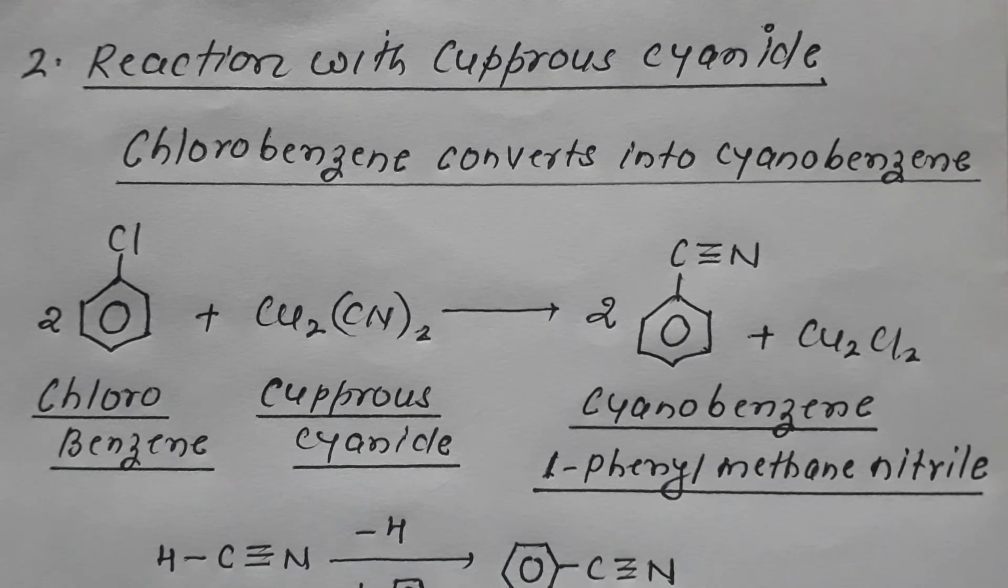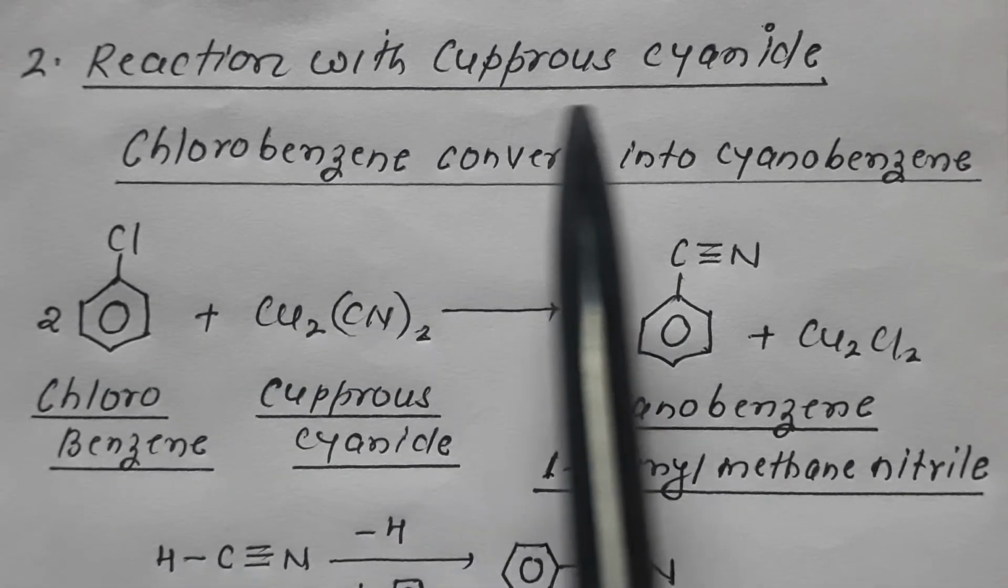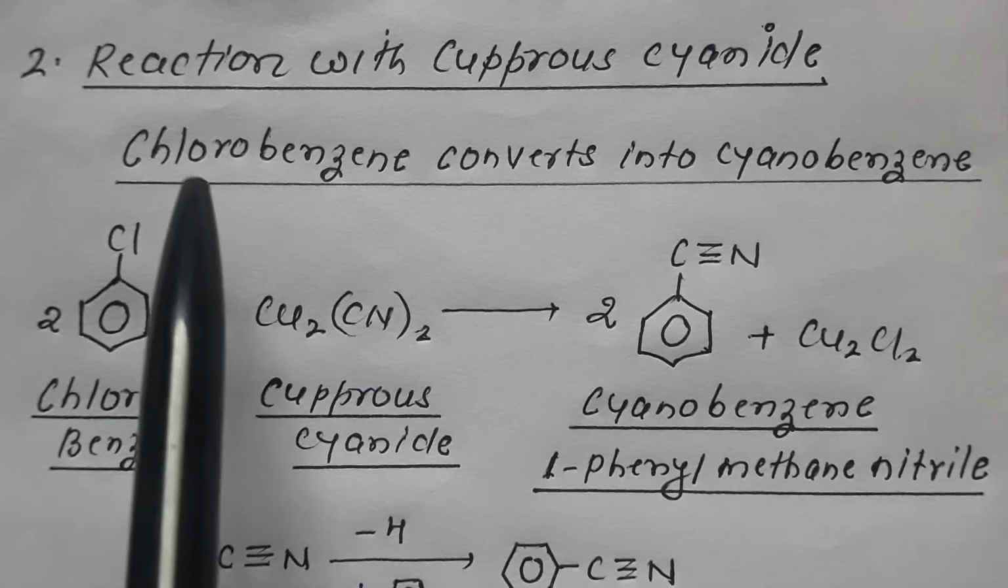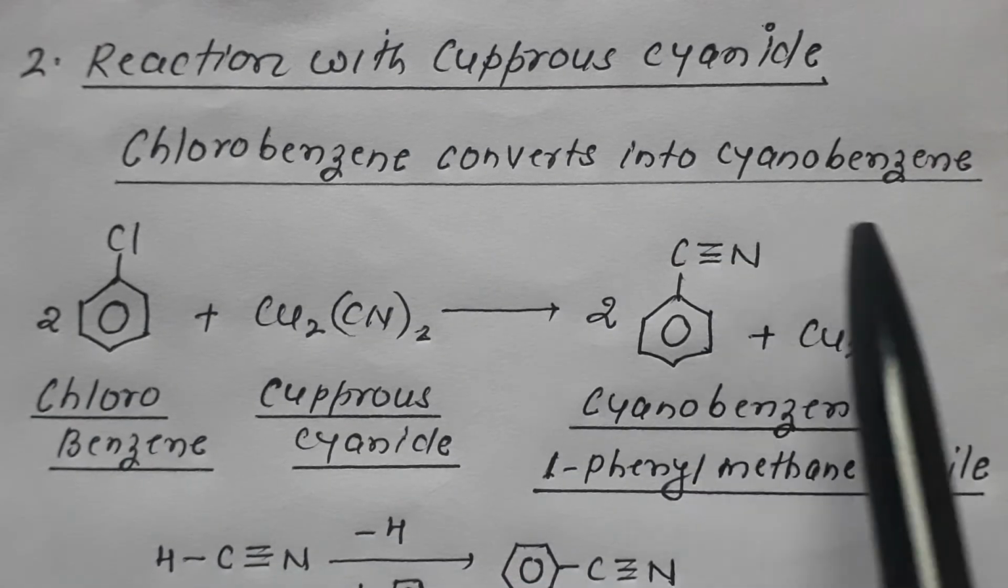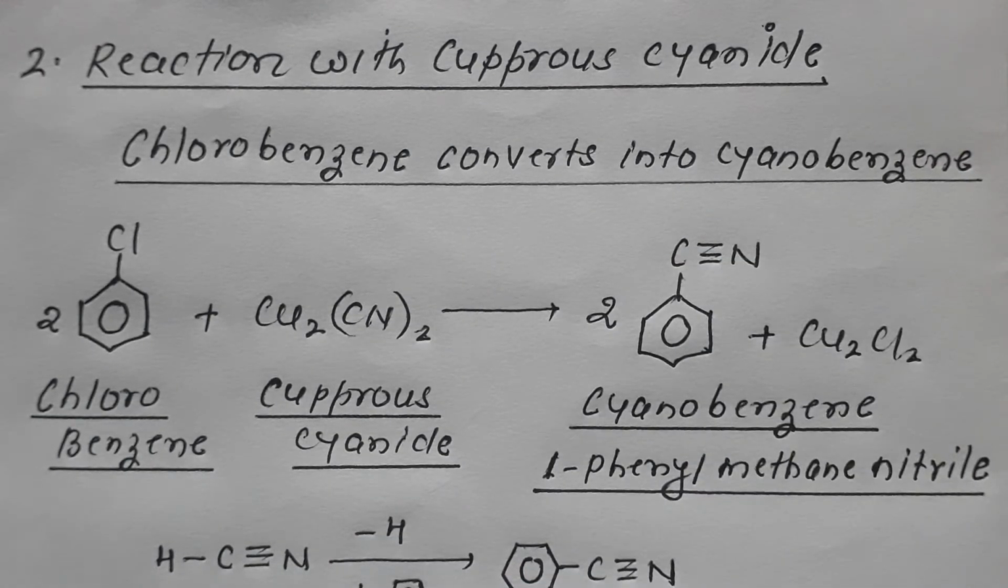Now the next reaction of haloarene is the reaction with cuprous cyanide. So remember, when chlorobenzene is made to react with cuprous cyanide, it converts into cyanobenzene. Let us deal with the reaction.